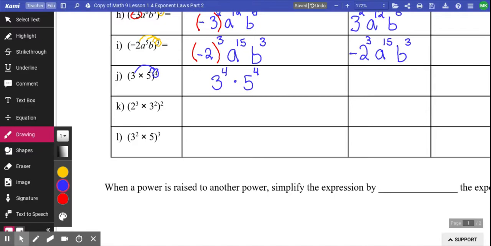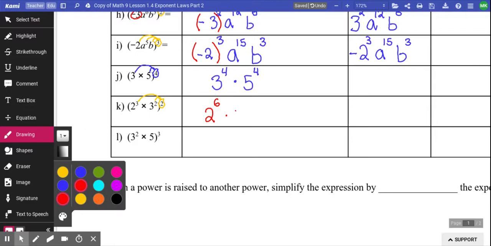For K, we have an exponent on an exponent, right? Power of a power. So I take my exponent and I bring it into the other exponents. That gives me 2 to the power of 6 times 3 to the power of 4. Could I do 5 to the power of 6 times 5?